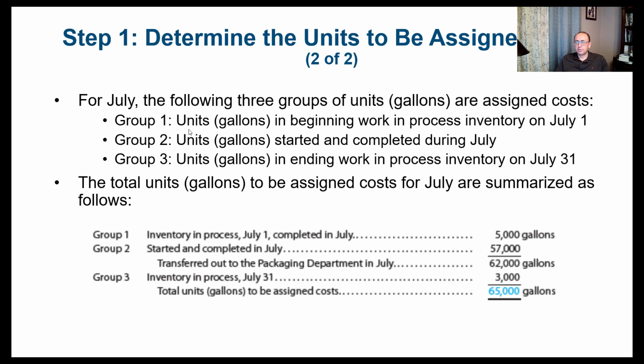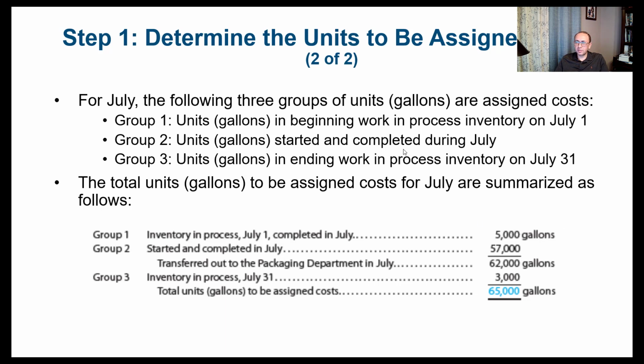So let's try to split these into 3 groups. For July, the following 3 groups of unit gallons are assigned cost. Group number 1 is the units in beginning work in process inventory on July 1st, and these were the 5,000 gallons. Remember, these are the ones that we brought forward from the month of June. We had them in June, they started working on them, they were only 70% complete, but they're still missing. So we had 5,000 gallons involved in that.